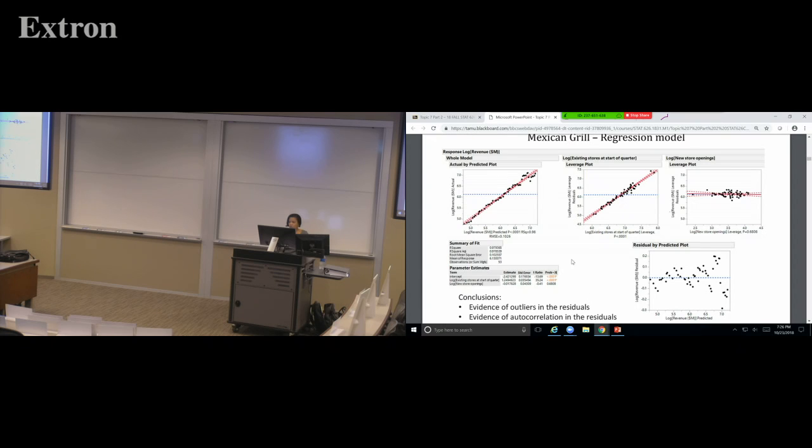The conclusions I draw after examining all these things are that there does appear to be evidence of some outliers in the residuals. There also appears to be some autocorrelation in the residuals. And that was his question about how you can see if there's maybe some autocorrelation going on.